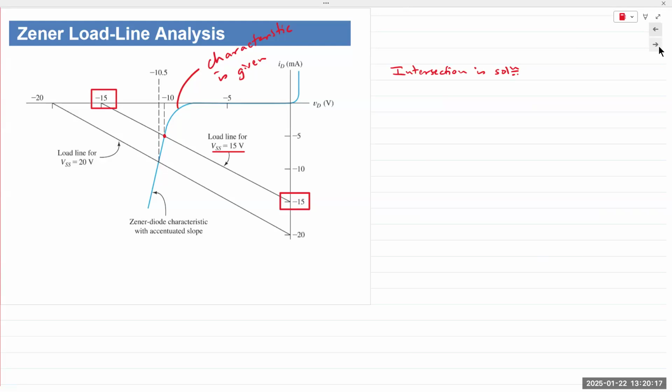Okay. So the solution here is minus 10 volts and minus 10 milliamps. Oh, sorry, minus 5 milliamps. Okay, that's the graphical solution or graphical analysis. This is for VSS equal to 15.